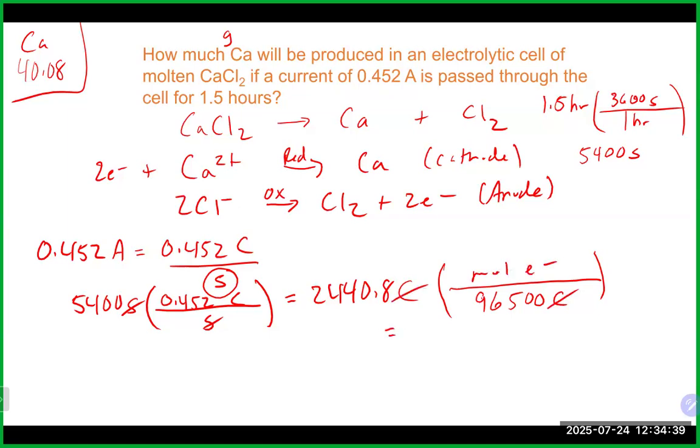At this point, we're going to use Faraday's constant to go from coulombs to moles of electrons. So those are going to cancel. We'll divide it by 96.5. And that's going to give us 0.02529 moles of electrons. Any questions so far?